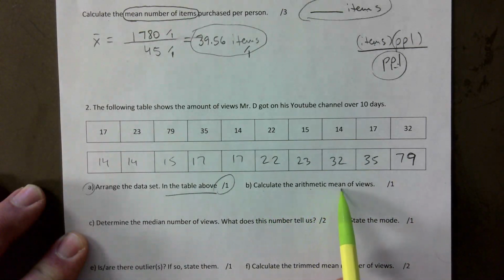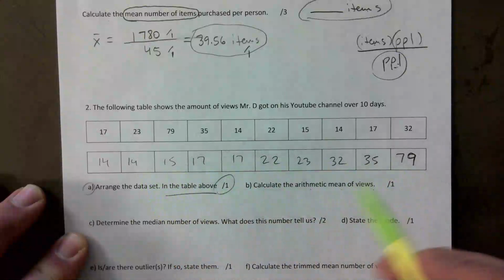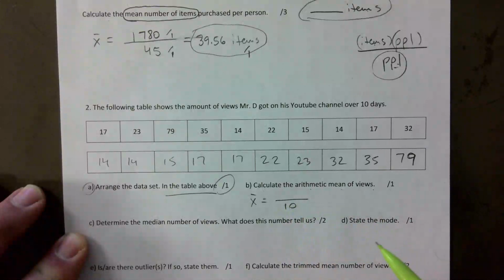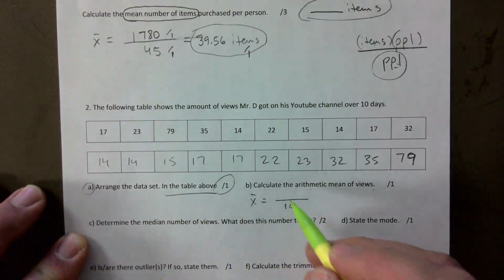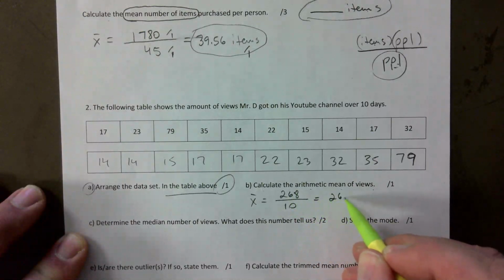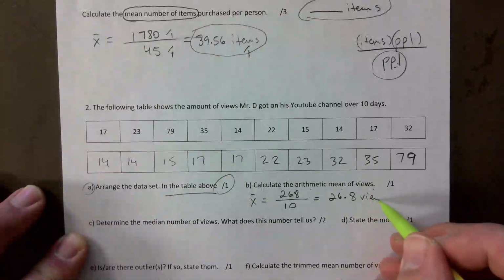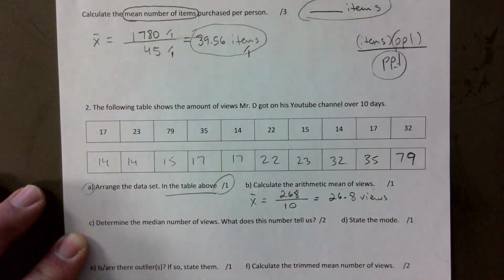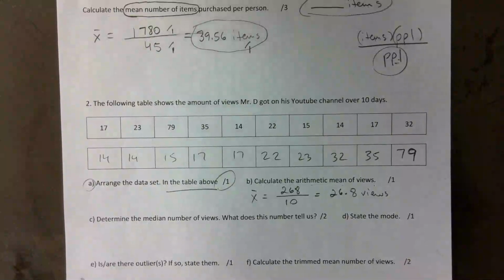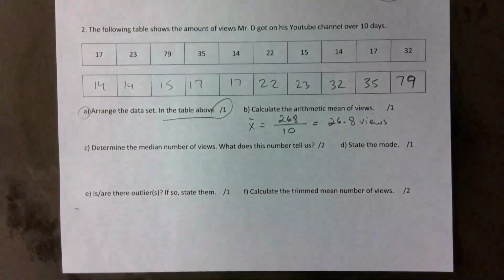Calculate the arithmetic mean of the views. So it's just the average as you have done it before. And we have 10 values that we're adding. If you add everything up, you get 268. So that's 26.8 views. It's okay to have decimals, all right? In this case, the 0 is not needed because it's not dollars. But you know what? That's a very good habit. Let's just do it.